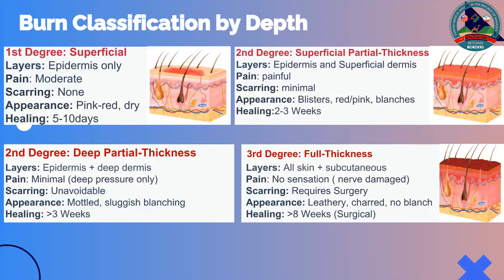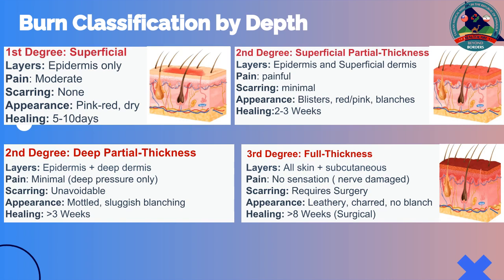On this slide, we explain burn classification by depth. First-degree burns involve only the epidermis. The pain is moderate, the skin appears pink or red, and healing takes 5 to 10 days. Superficial, partial thickness second-degree burns involve the epidermis and superficial dermis. They are painful, show blisters, and usually heal in 2 to 3 weeks. Deep, partial thickness second-degree burns extend deeper into the dermis. Pain is minimal because nerve endings are damaged. These burns appear mottled and heal in more than 3 weeks.